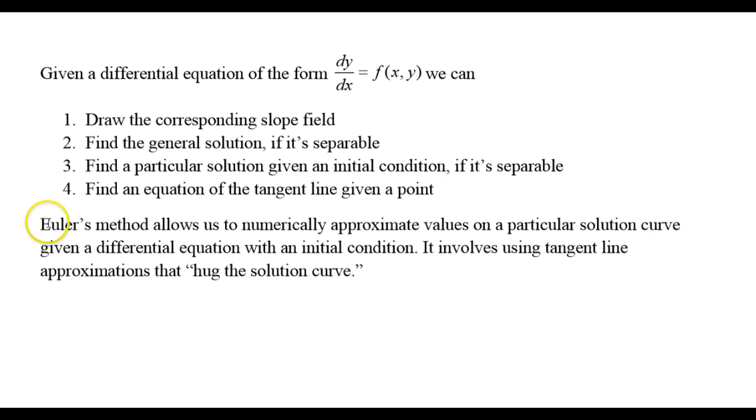So what Euler's method is going to add to this is that it's going to allow us to numerically approximate values on a particular solution curve given a differential equation with an initial condition. And it's going to involve using tangent line approximations that hug the solution curve. So we need to be given a differential equation and an initial condition, and we're going to approximate other values on that particular solution.